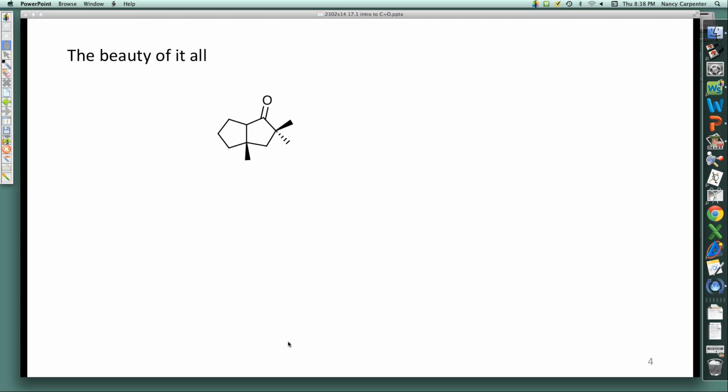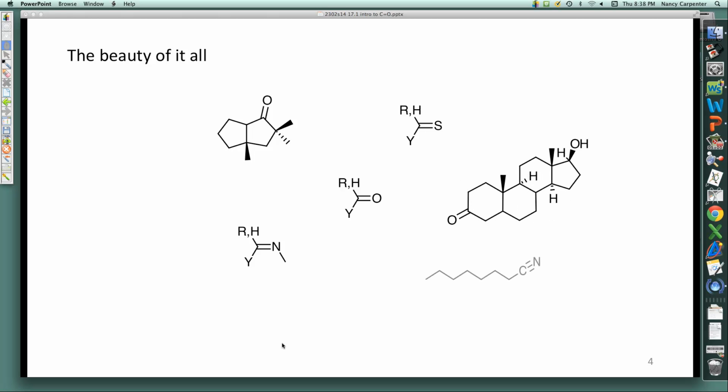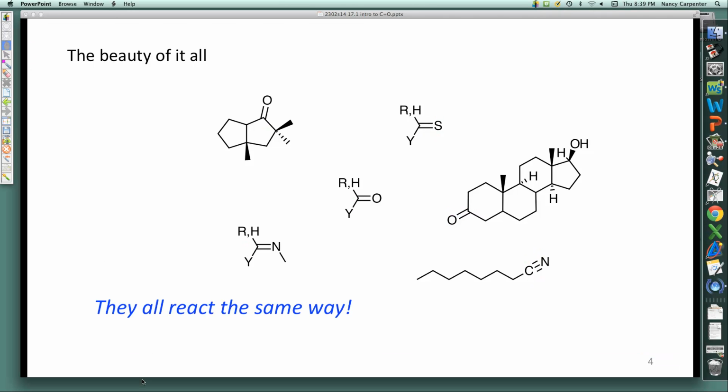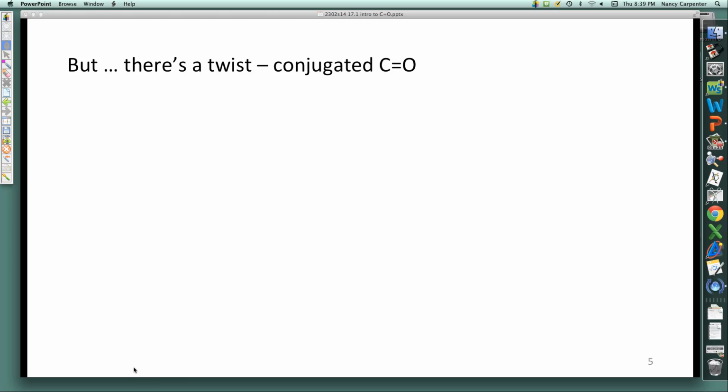The beauty of it all is that as we go from polar pi bond to polar pi bond to polar pi bond, these are all polar pi bonds. Delta plus, delta plus, delta plus. You get the picture. Doesn't matter how big the molecule is. This is all chapter 1 stuff. Bond dipoles. And the beauty of it all is that they all react with the same exact mechanism. So don't be overwhelmed. Now, as soon as I say that, I tell you there's a twist, but it's a twist that you already know about.